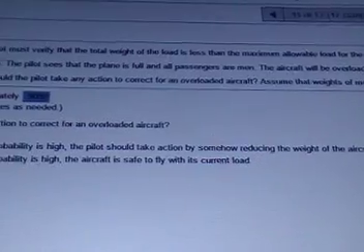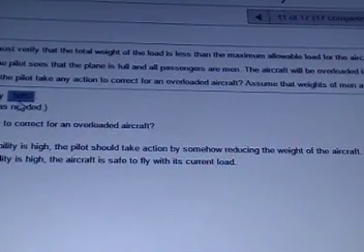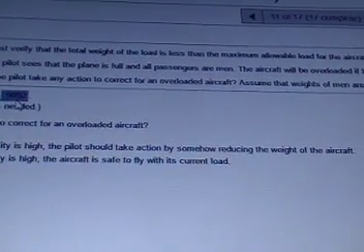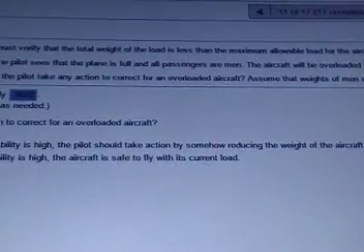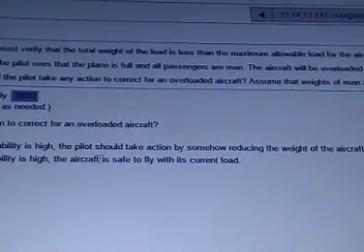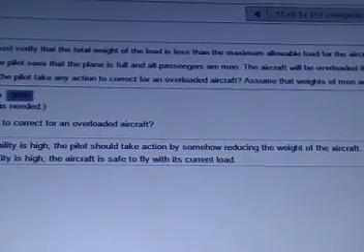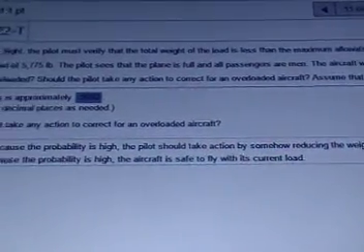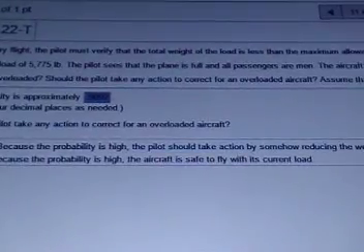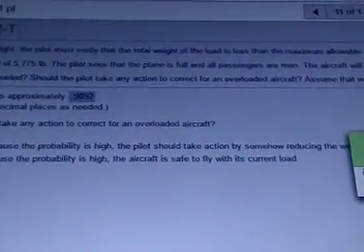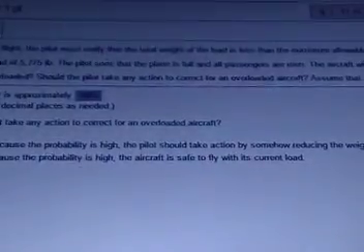Should the pilot take action to correct any overload? Well, since the probability of an overload is over 90%, that's alarming. So yes, the probability is high. The pilot should take action by reducing the weight somehow. Because this is saying there's a 90% chance the plane's going to be overloaded and that could cause a problem to the plane. So why test fate and mess with that?